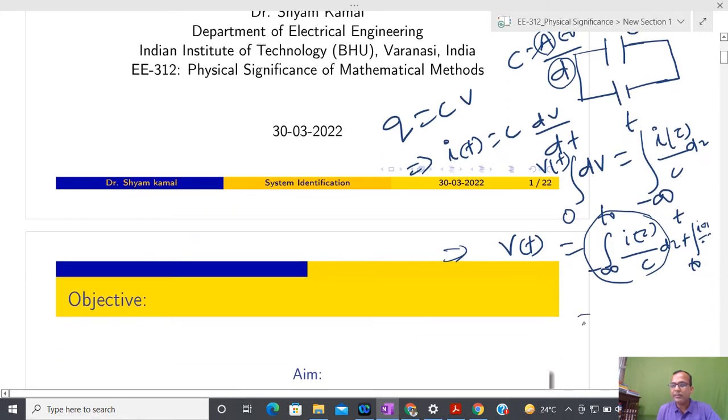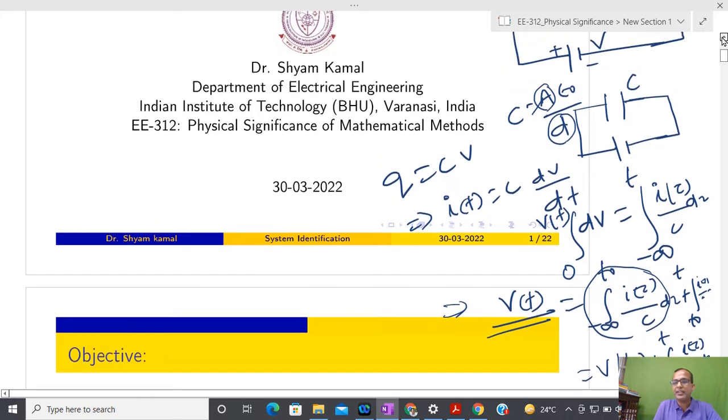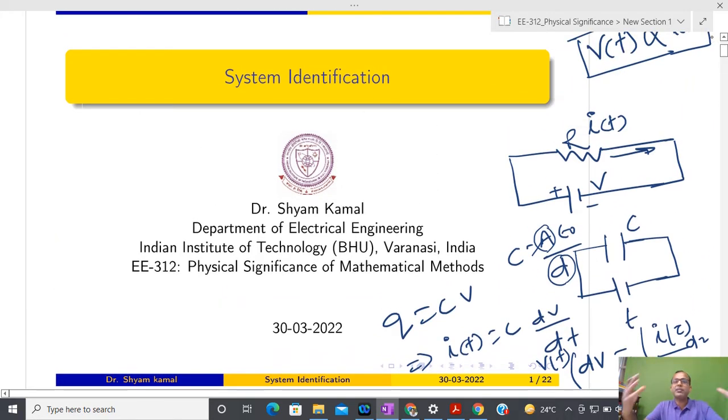So in order to understand the value of Vt at any instant, I have to know several things. What kind of things do I have to know? I have to know the value of capacitance, the value of V0 at t equal to t0, and the current at each and every instant. Then only am I able to predict the value of Vt. So this class of system is called a dynamic system. So we have two different classes of system: a static system or a dynamic system.